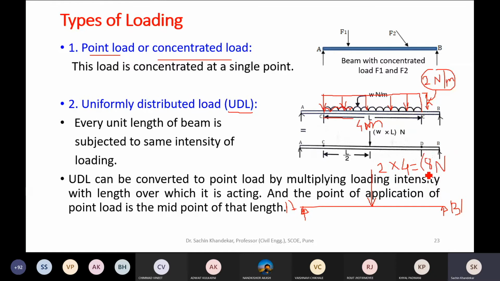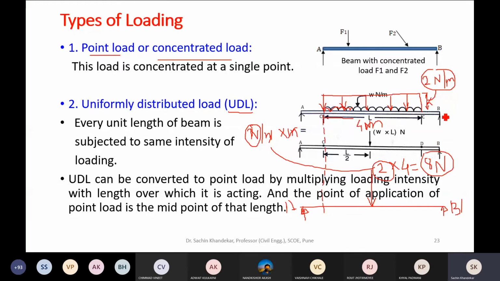What is the unit of this concentrated load or the point load? It is Newton. We know the unit of this 2 is Newton per meter, correct? Multiplied by the unit of 4, which is meter. So this meter gets cancelled, and you will get the concentrated load in Newton units. Okay, now what about the point of application?